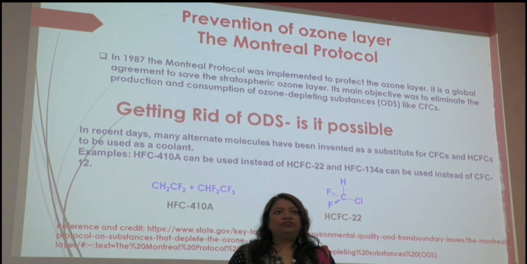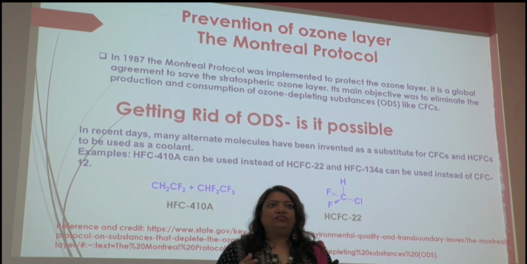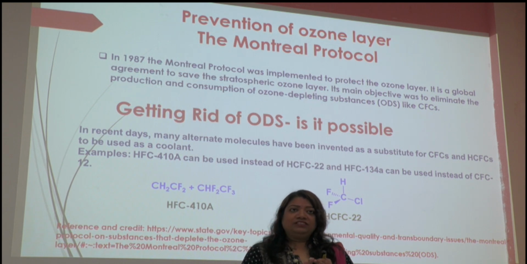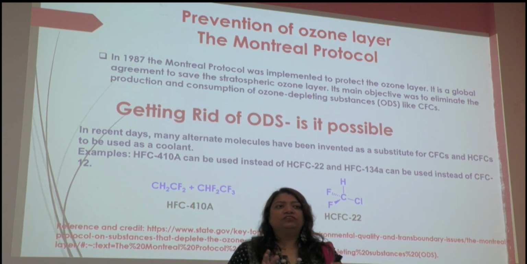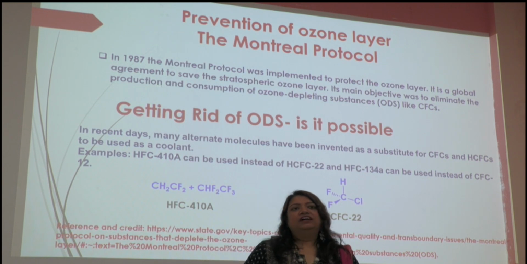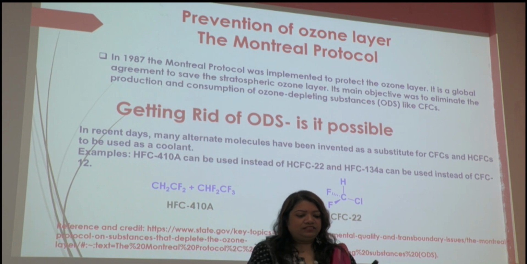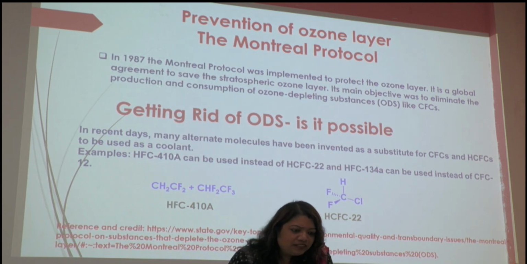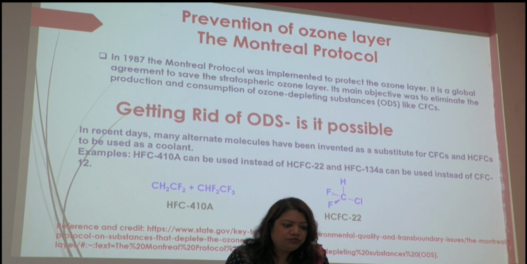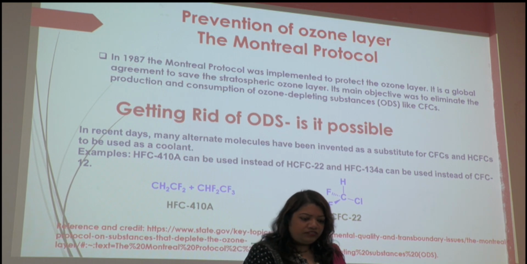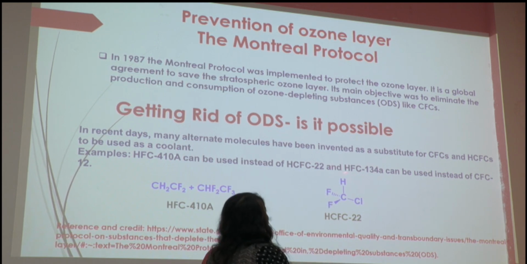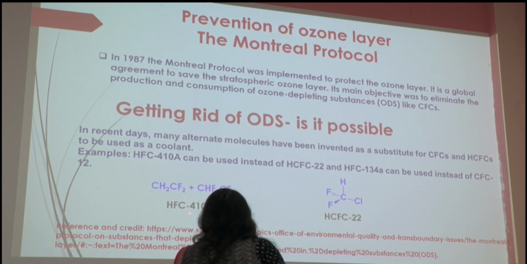So what we can do nowadays, instead of chlorofluorocarbons, people are making hydrofluorocarbons. Without this chlorine atom, we are making substitutes of chlorofluorocarbons so that we can minimize chlorine emission to the atmosphere. There is one example: hydrofluorocarbon 410A can be used instead of hydrofluorocarbon 22. This is hydrofluorocarbon 22, and this is hydrofluorocarbon 410A.